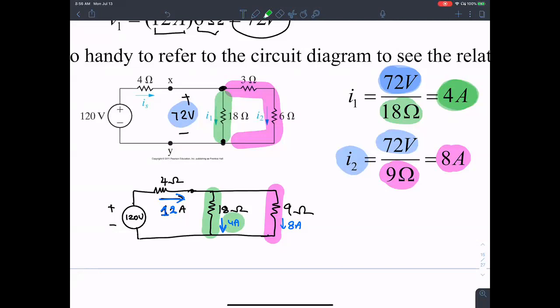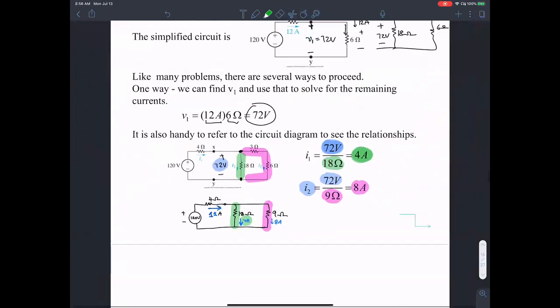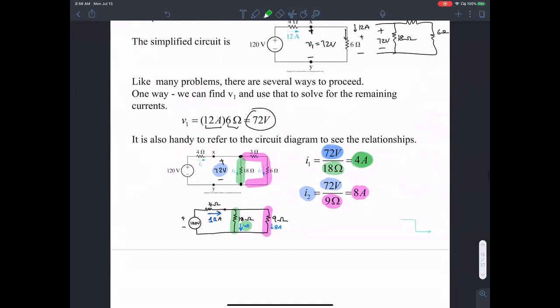That's the notion of current division. Large resistance carries a small current, small resistance carries a large current. Any questions, please?